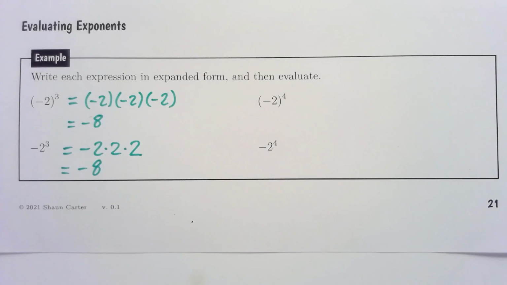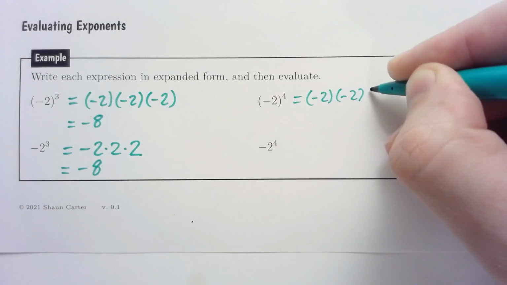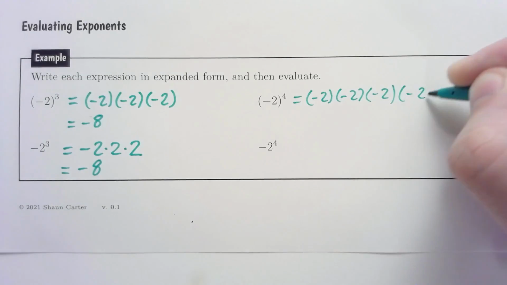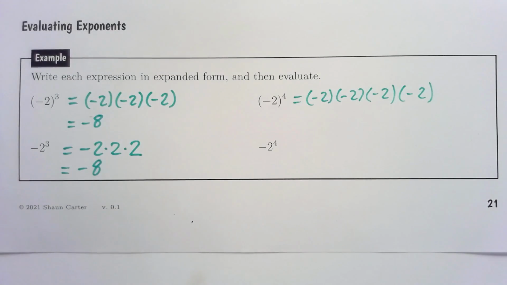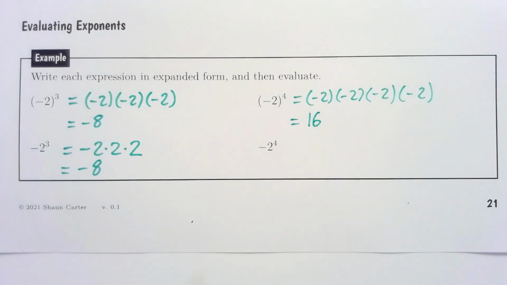So again, I've got in parentheses negative 2, and then that's to the power of 4. So like before, this means our base is negative 2. So we need to evaluate it by multiplying negative 2 by itself. This time we have it 4 times. So negative 2 times negative 2 is 4. Multiply by negative 2 again, we get negative 8. And multiply by negative 2 again, we get 16. Notice this one is positive 16.